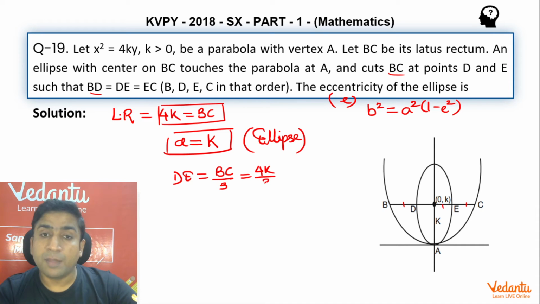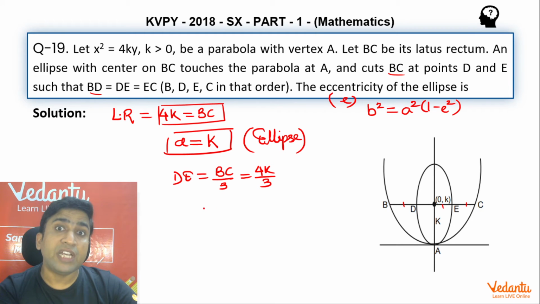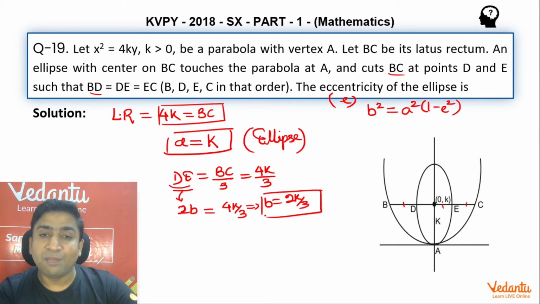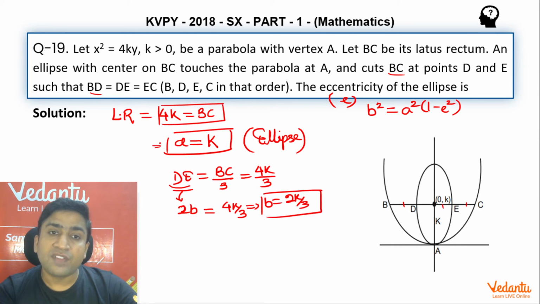So if I want to get the value of DE, it is nothing but BC upon 3, which is 4k upon 3. With respect to the ellipse, the DE length is nothing but the value of 2b, which is the minor axis. So the value of 2b is 4k upon 3. On solving, I can easily say the value of b will be 2k upon 3. So I have got the value of b.